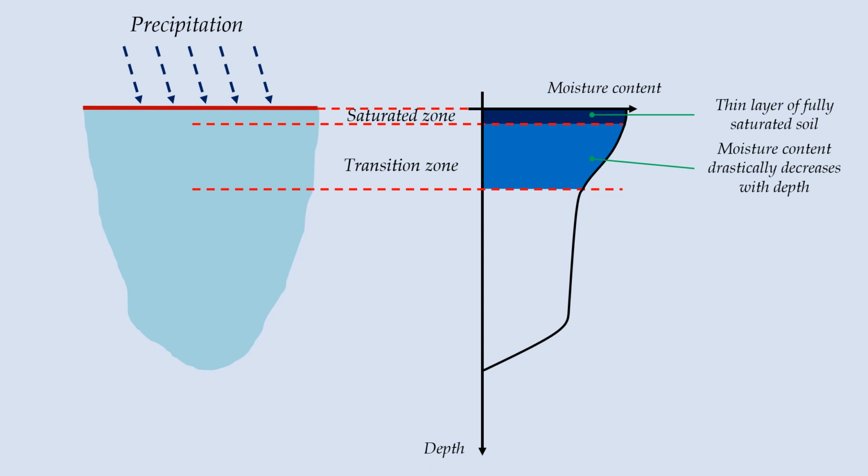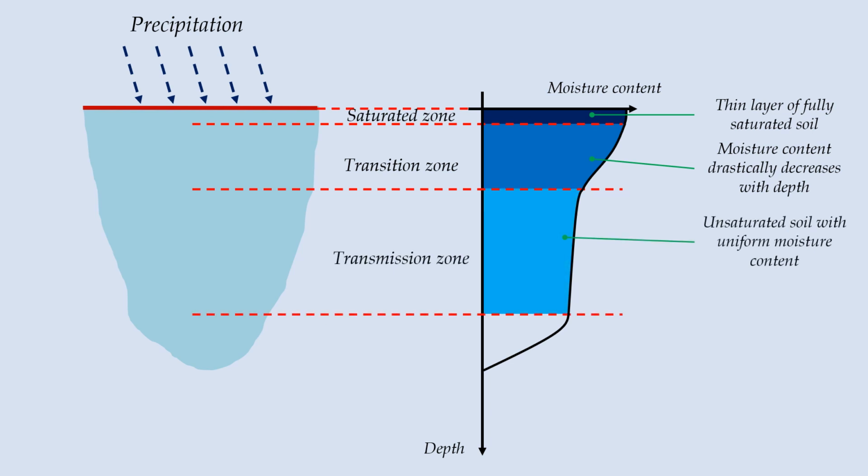Transition zone is located below the saturated zone. Within this zone, water content in soil decreases sharply with depth. Beneath the transition zone, soil moisture content starts to stabilize. The change in water content with depth is small, and the soil stays unsaturated. This zone is also known as transmission zone.